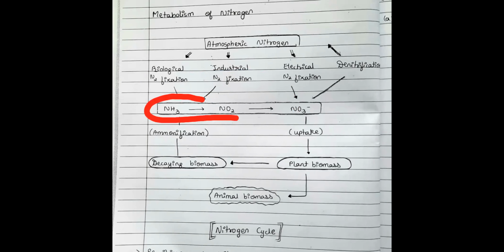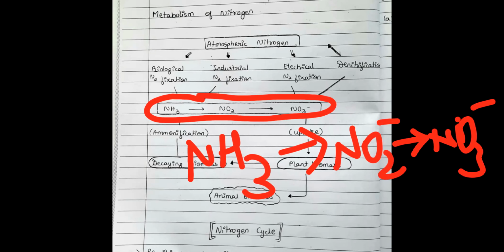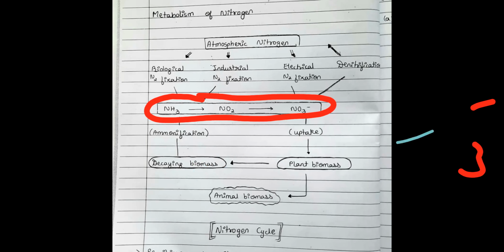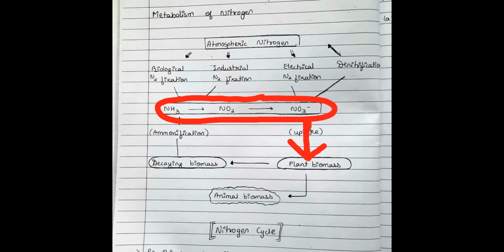Consider that this is soil, and in the soil all this is now fixed as ammonia. The sequence is that ammonia is first converted into nitrite and then converted into nitrate, NO3 minus. First NO2 minus and then NO3 minus. Ammonia converts into NO2 minus, NO3 minus. In this, first consider that this is the soil in which this nitrogen is present. Now this nitrogen is first taken up by the plant.